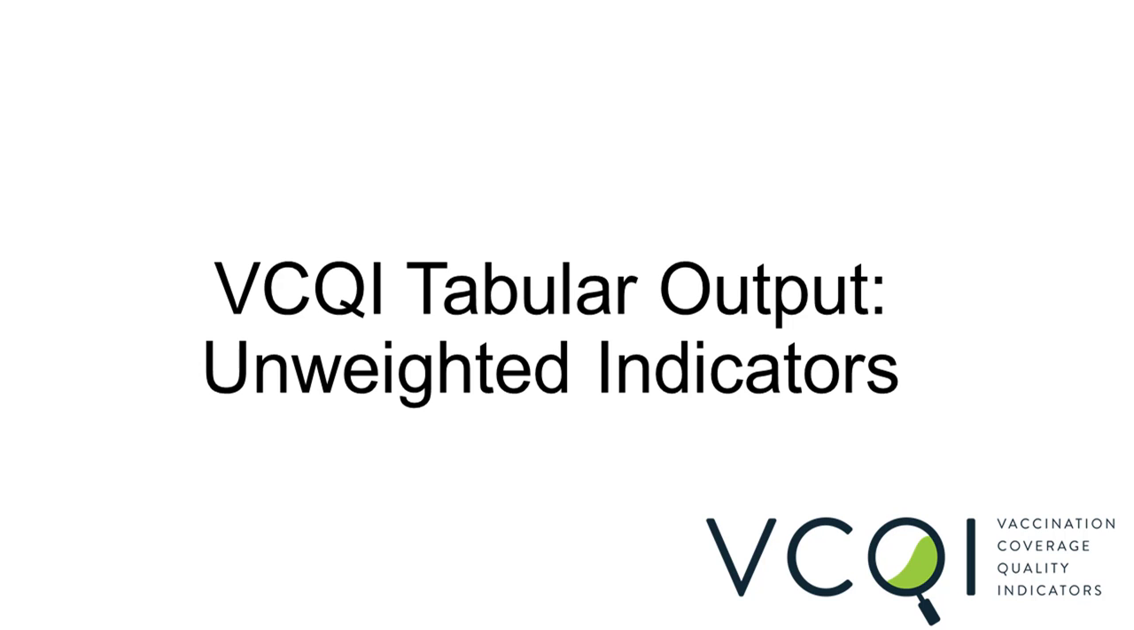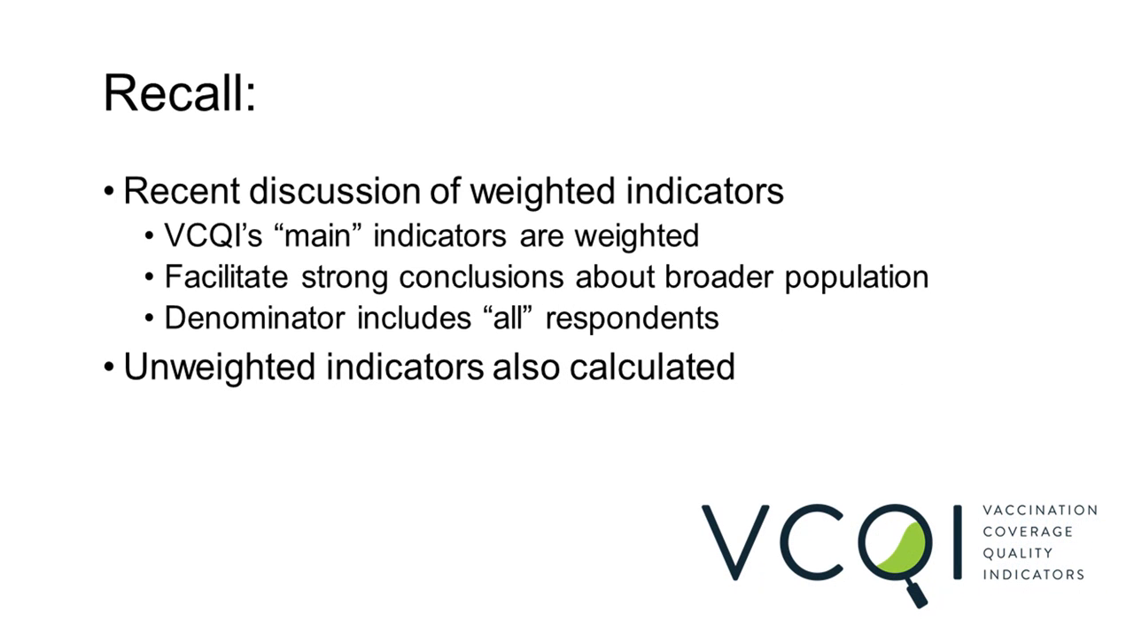In this video, we will describe tabular output for unweighted indicators. You may recall that weighted indicators were the topic of a recent video. In some ways, we might say that the main Wiki indicators are weighted, and they are intended to facilitate strong conclusions about the broader population, not just about the children in the survey sample. But Wiki also calculates several informative unweighted indicators as well. There has been some discussion about weighting all indicators, and WHO may decide to do that someday. It is possible, but traditionally these other indicators have been unweighted.